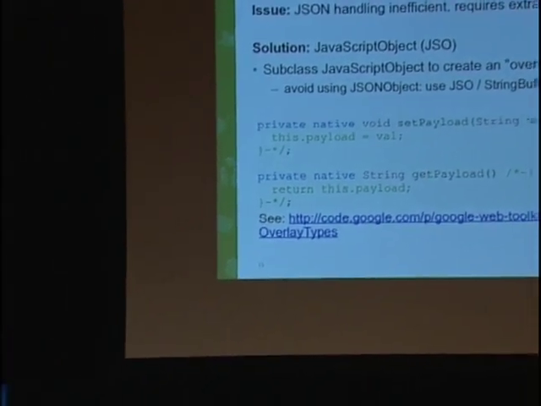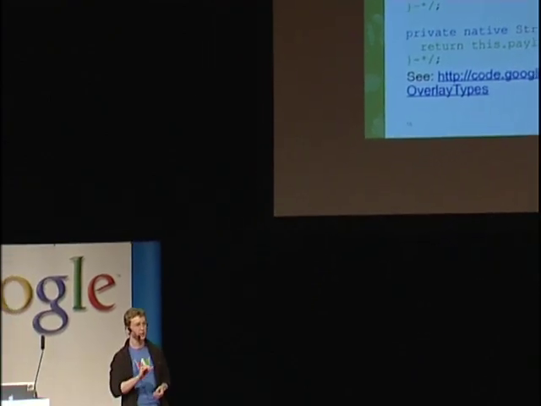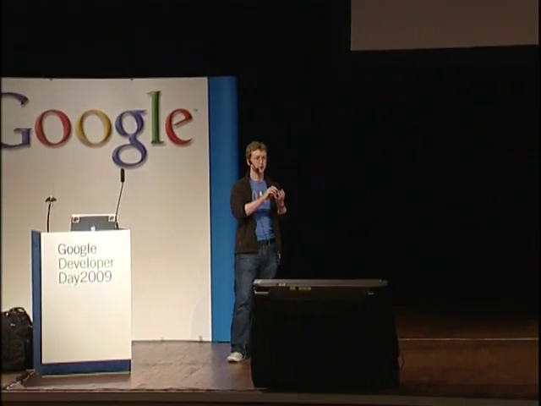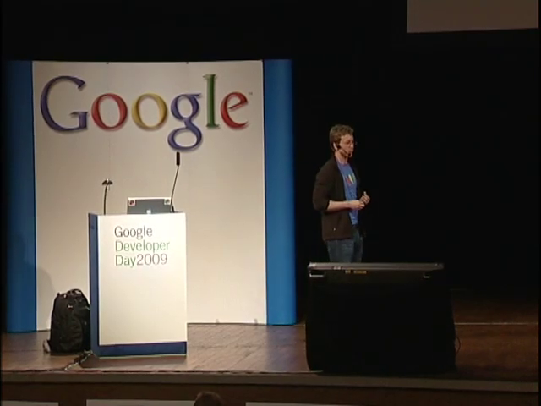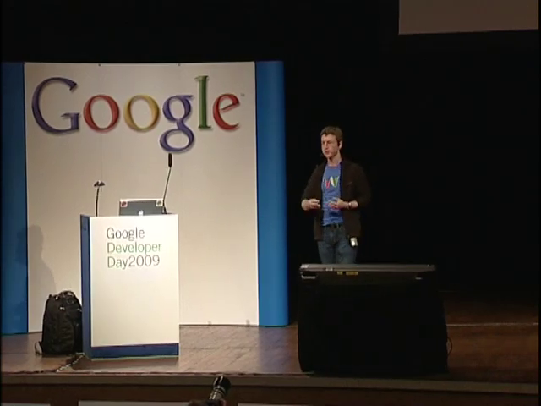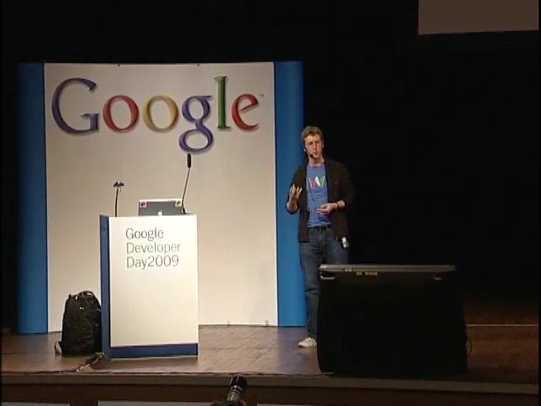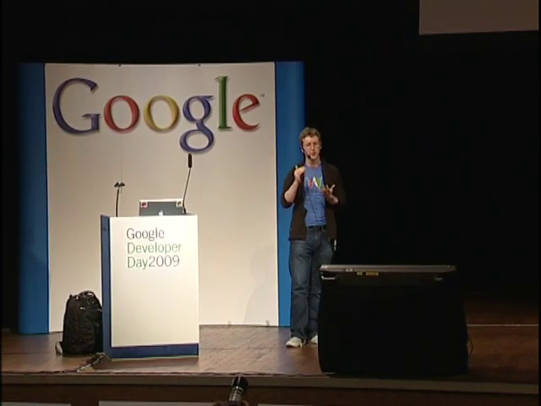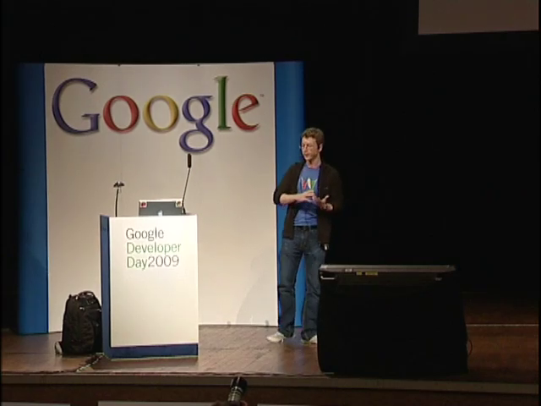And this is a signal to the GWT compiler that this class is special. This class is used to describe a native JavaScript object that you don't create, you just get access to somehow. So this means you can take native JavaScript objects like incoming messages, browser events, the DOM, and you can access it directly in your Java code.